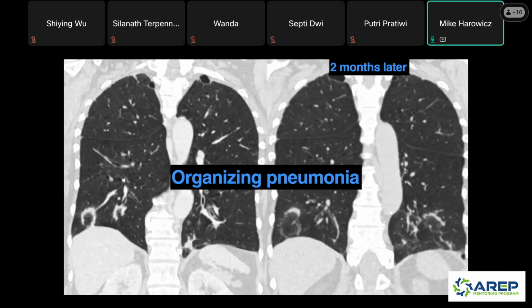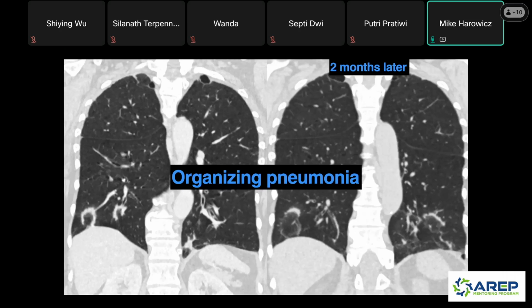Now, to take a step back, organizing pneumonia is a very broad disease and a very broad pattern of opacities in the lung. It can mean a lot of different things. You can get it with infection. You can get it with many different types of inflammation. The thing I think about the most is some sort of drug reaction, especially with people who are on immunotherapy. That happens a lot.